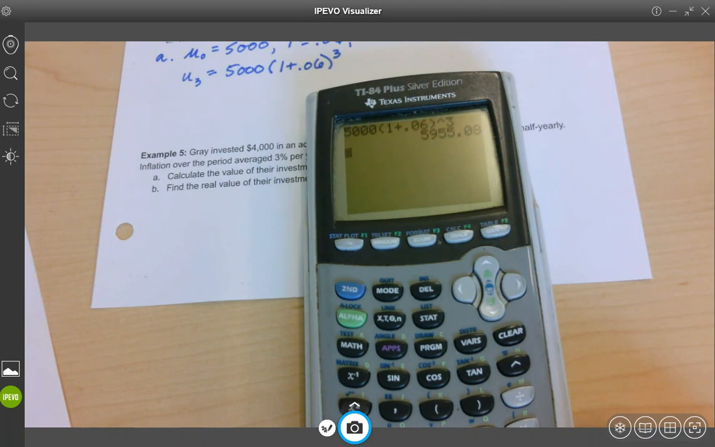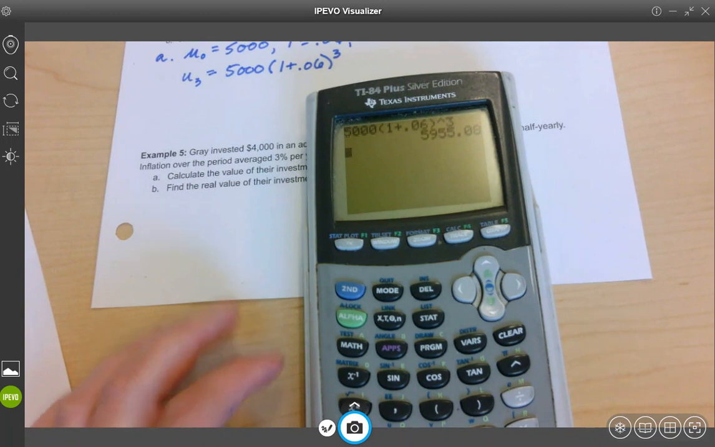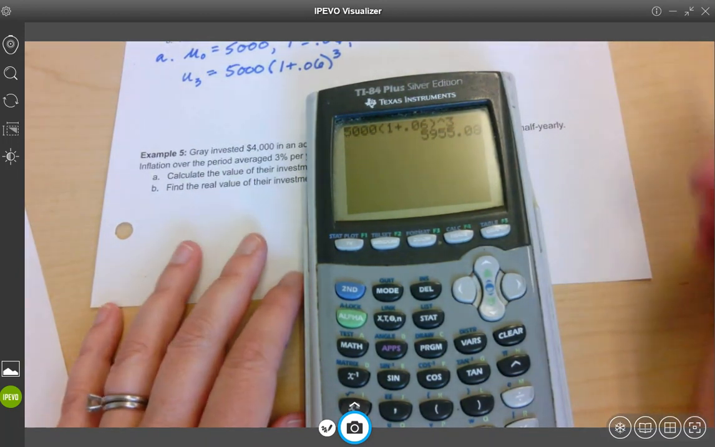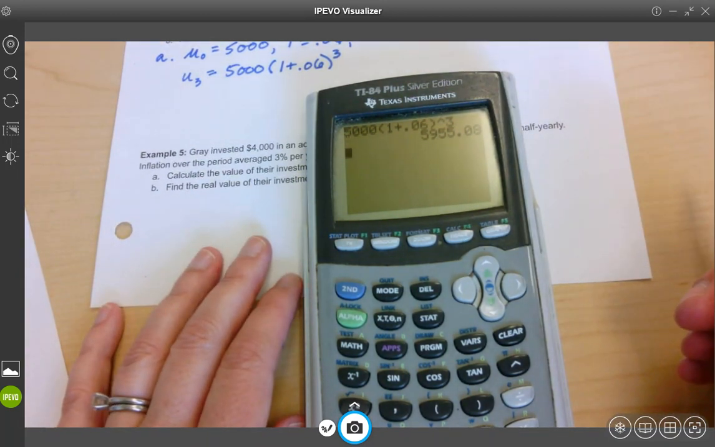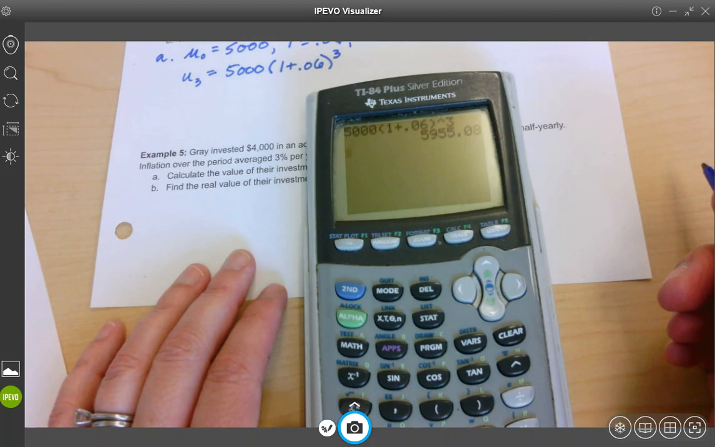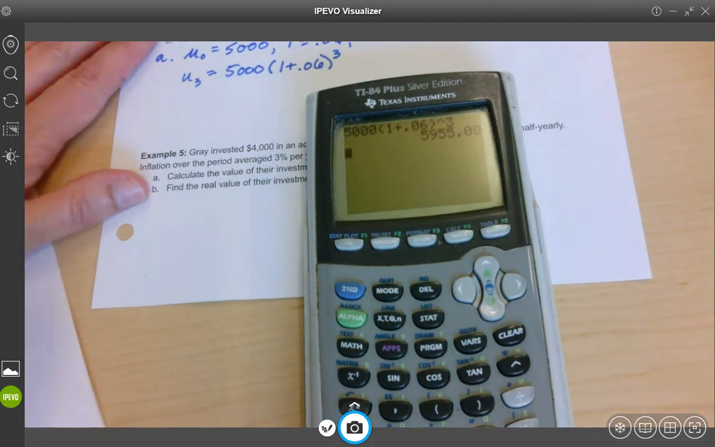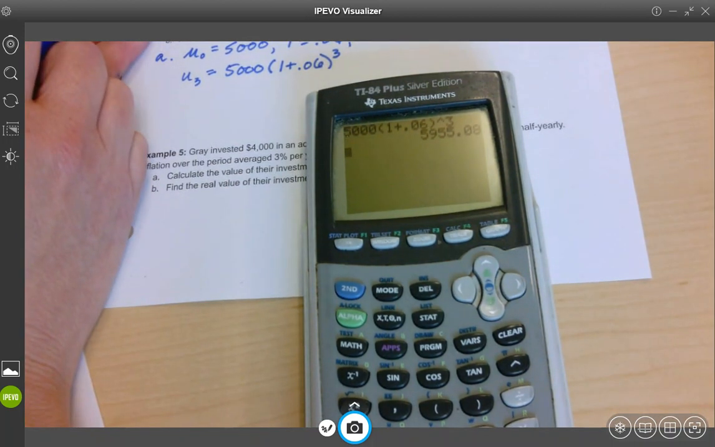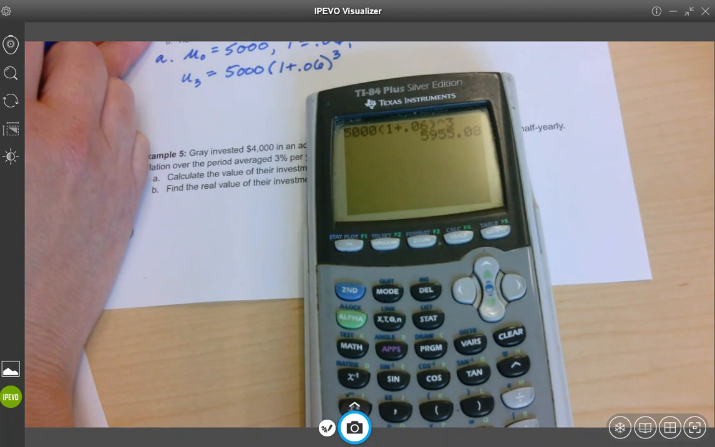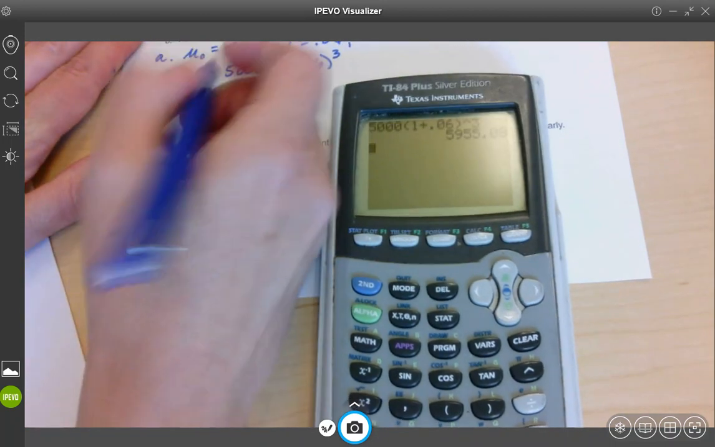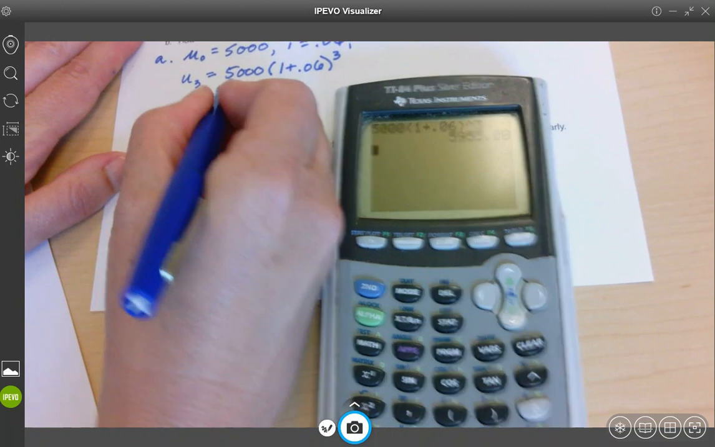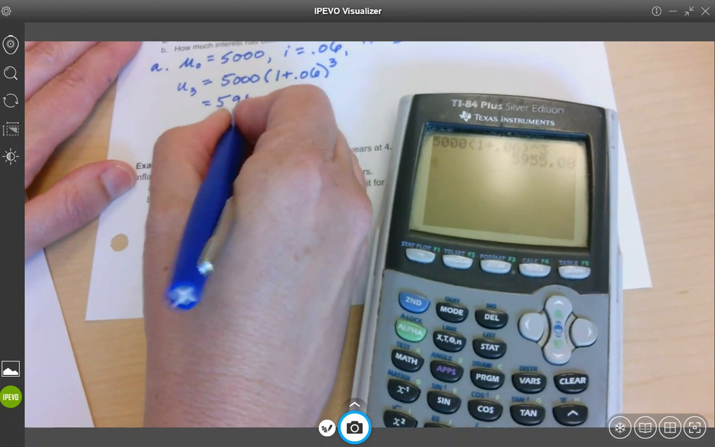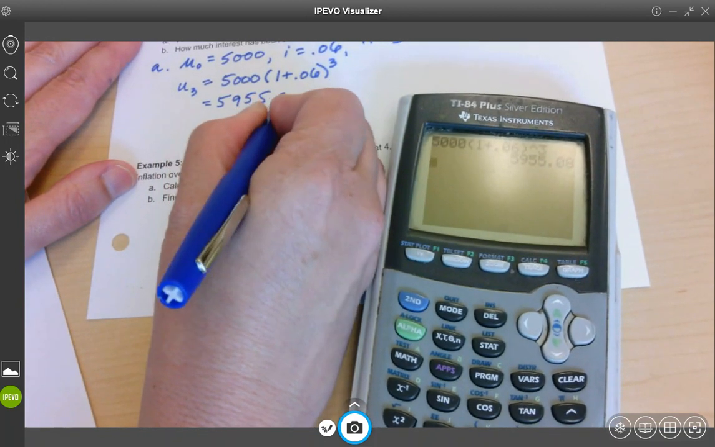Oh, that's interesting. On my answer key, I have it off by, because I put $500. It's $5,000 though, so. Yeah. You're right. My old eyes were seeing that as 00. It is 0.08. Yeah. So he's getting $5,955.08. Okay.